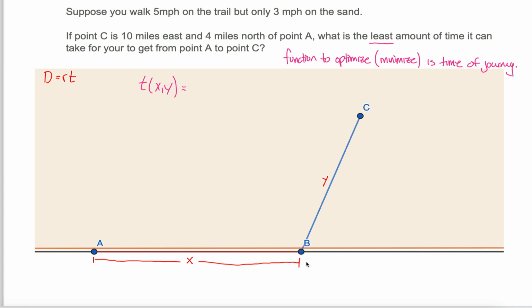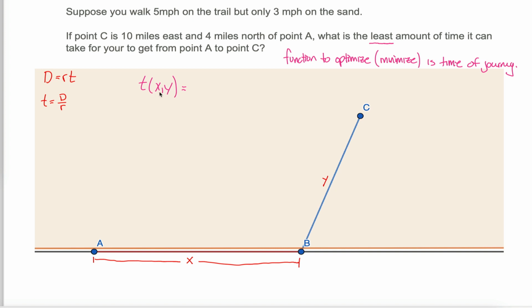We define the variable x to be the distance from A to B, and we define the variable y to be the distance from B to C. Can we use x's and y's to come up with an expression that tells us the total time of our journey? Well, sure. If distance is equal to rate times time, then if I divide both sides of this equation by rate, I get that time is equal to distance divided by rate.